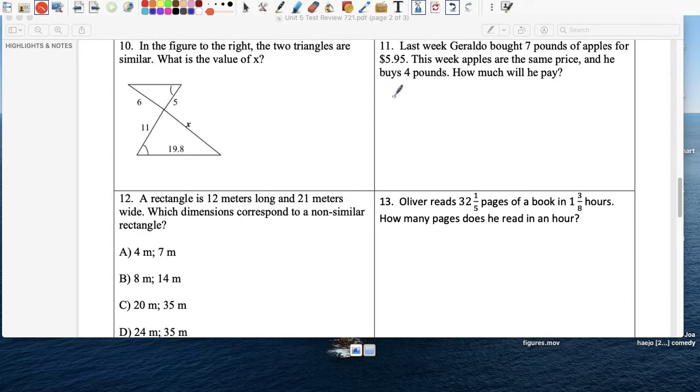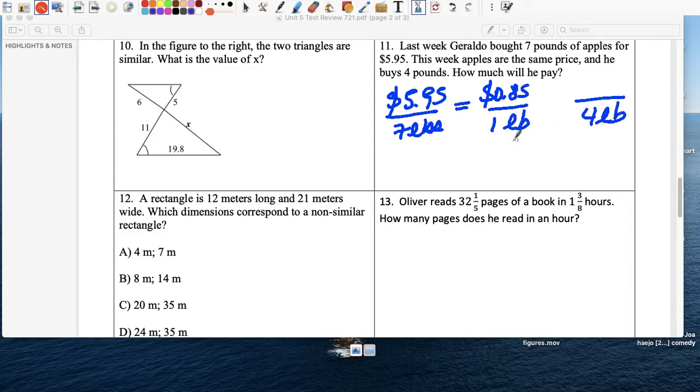So 7 pounds of apples cost 5.95. This week the price is the same, and he wants to buy 4 pounds. So again, we can find the unit rate. Find how much 1 pound of apple costs. 5.95 divided by 7 gives me 85 cents per pound. Now if I want to find out what 4 pounds equals, look how simple that is. Times 4, $3.40. And that's what he's going to pay this week.